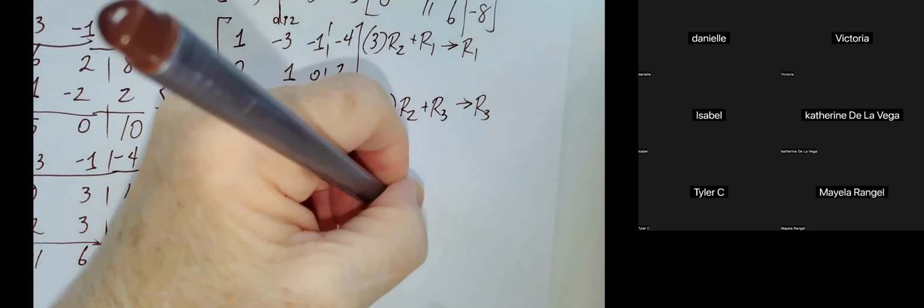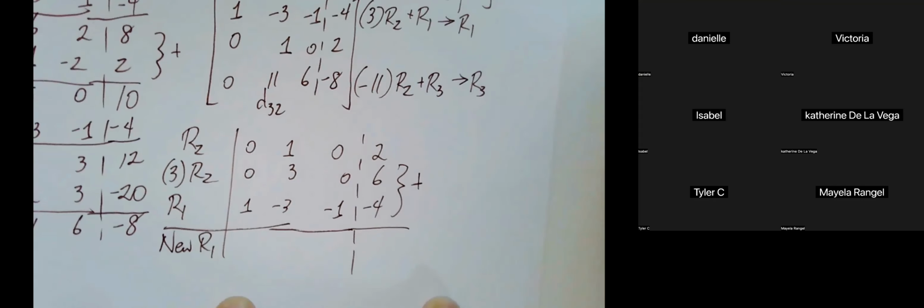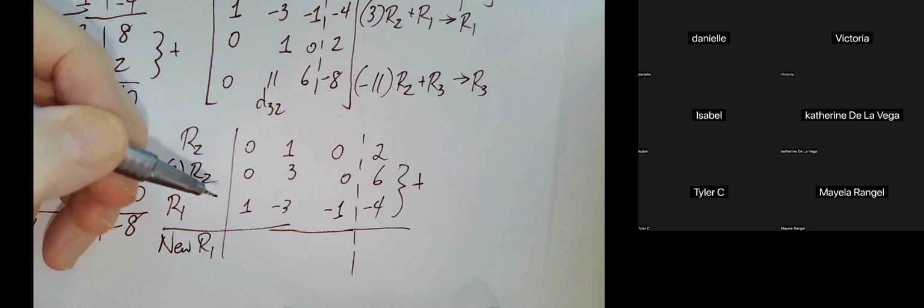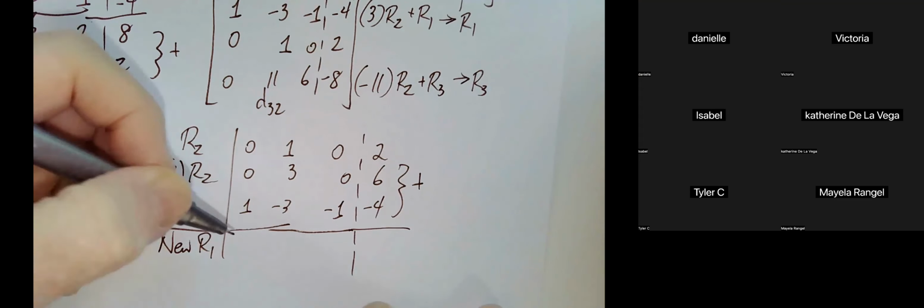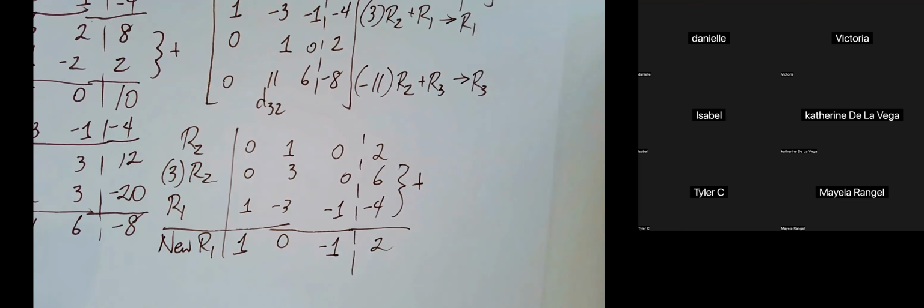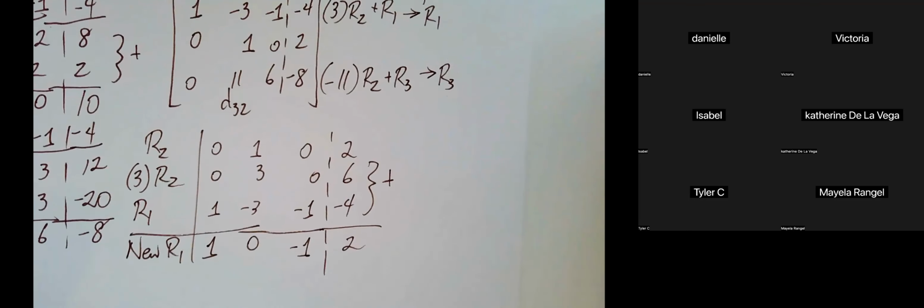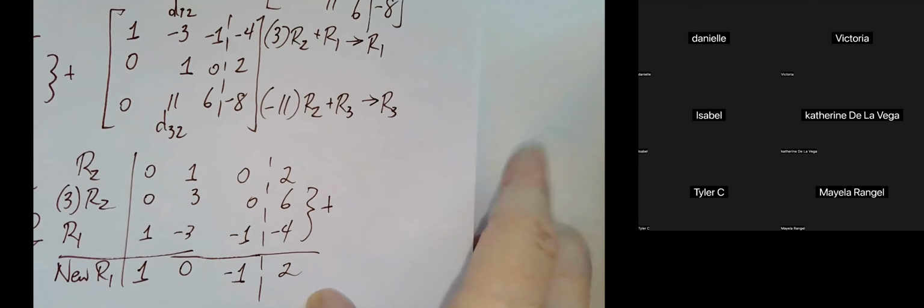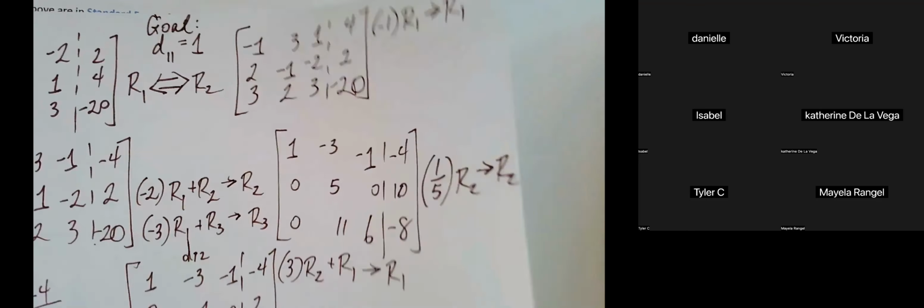Awesome. And if we add the second and third rows, it's 0. Wait, no, 1. And then 0. Good. And then -1 and 2. Excellent. All right. And let's do the same sort of thing for row 3.